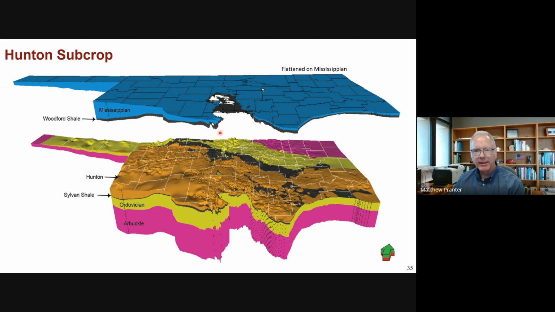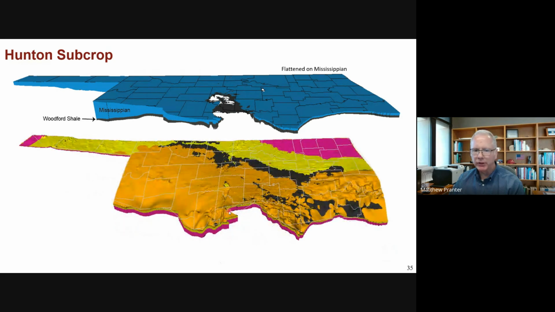And this is all, again, flattened on the top of the Mississippian, and it's vertically exaggerated probably about 120 times so you can see the different stratigraphic units. I'm just going to change the lower part here so it's not flattened, and this is only vertically exaggerated about 7 times. But you can see where the Hunton has been truncated to the north, and we have Sylvan Shale, the Ordovician, and the Arbuckle along this subcrop. So the Hunton doesn't occur all the way across the state.